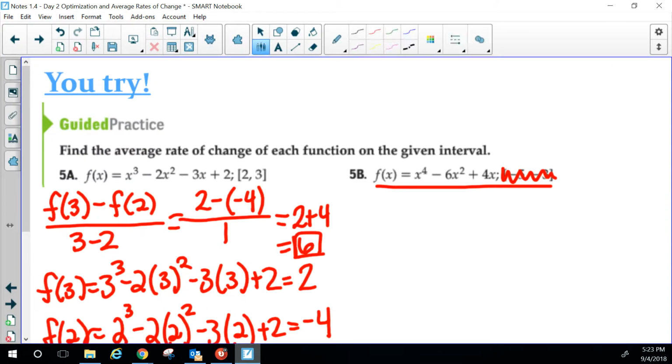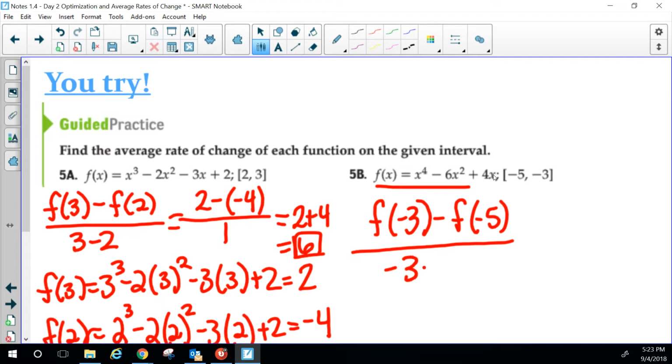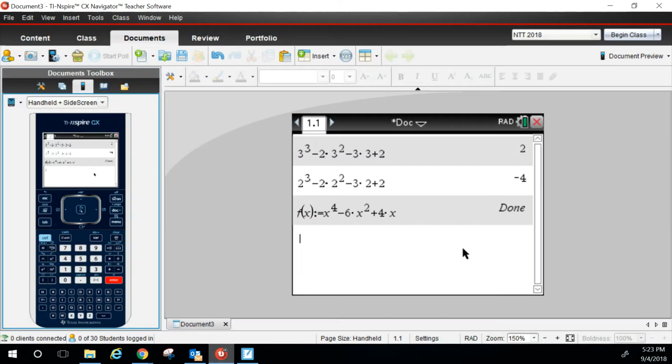What we're trying to find here, I need this part now. We need to find f of negative 3 minus f of negative 5 all over negative 3 minus negative 5. This is what I want to find, so this is what I'm going to put into the calculator. It knows what f is, so it's going to do all the calculations for me. So here we've got f, and I'm going to put it in parentheses because I need it to be in the numerator. So f of negative 3 minus f of negative 5.